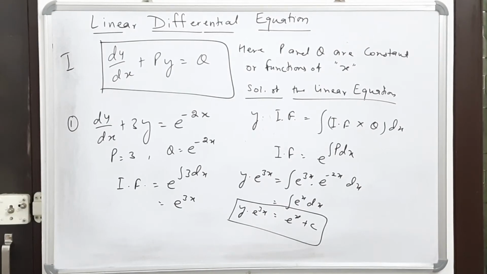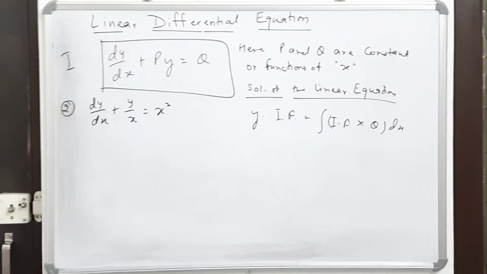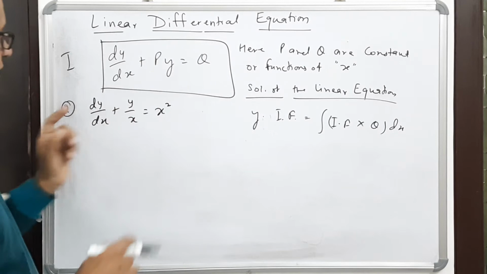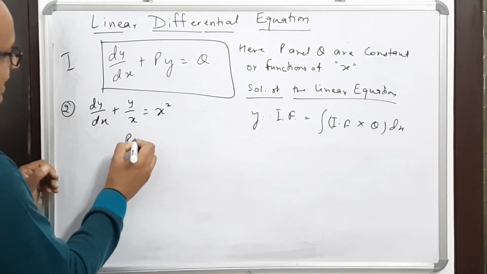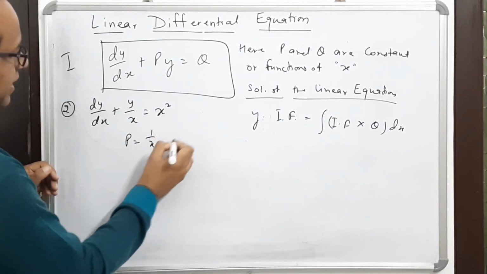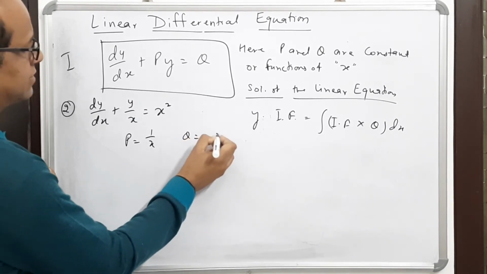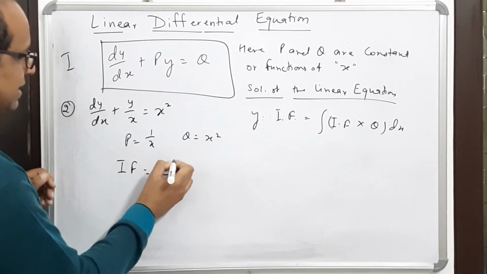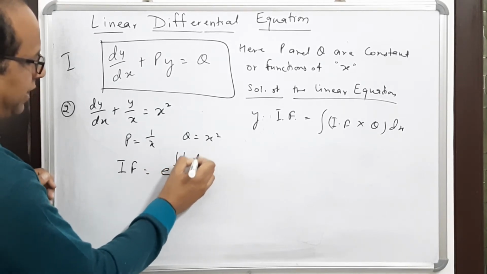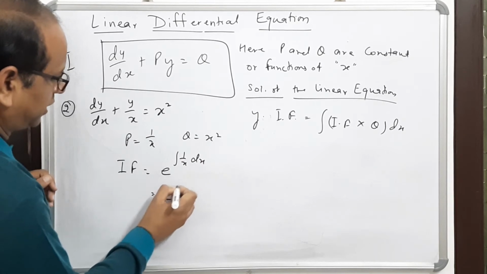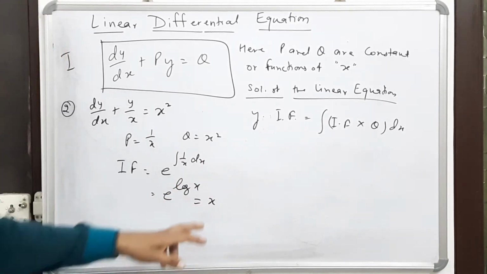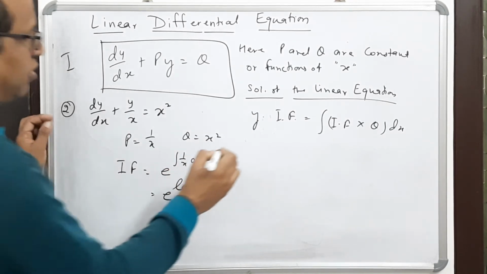I am taking one more problem. See, in this problem, if you compare this with this, the value of p is 1 by x and the value of q is x square. Now we calculate IF. So IF is e power integration of 1 upon x dx, so e power log x. And you know what is the meaning of e power log x? It is x.